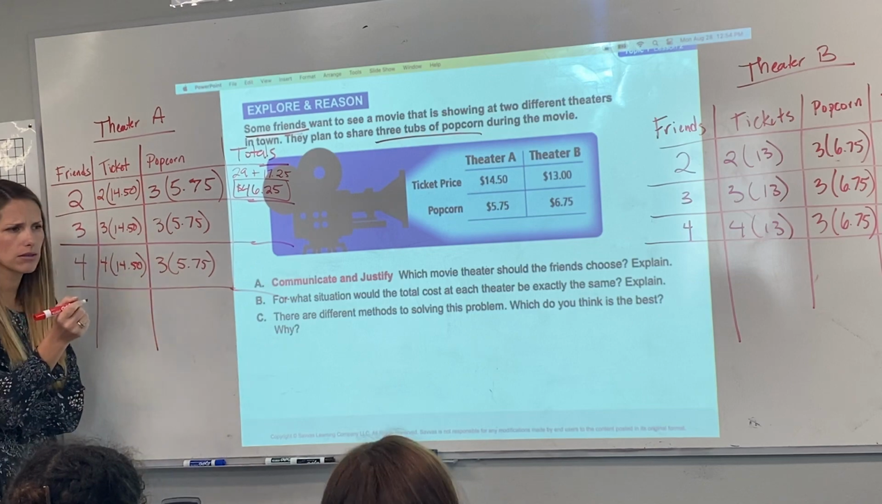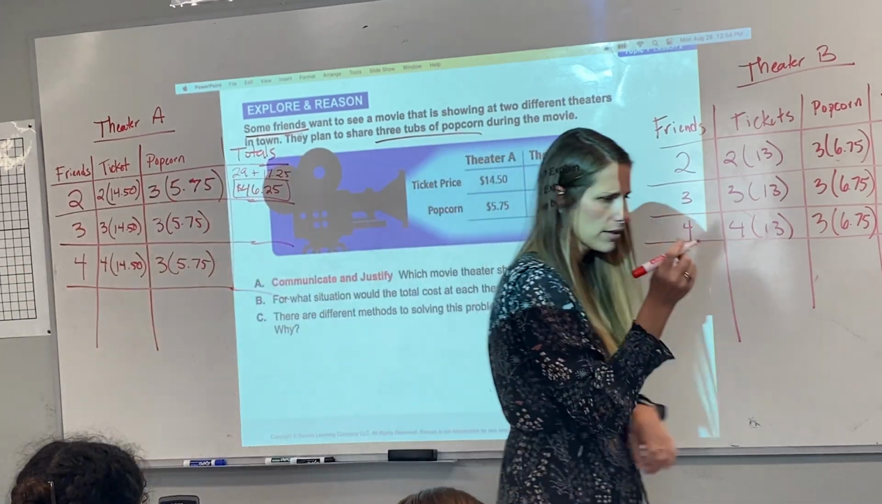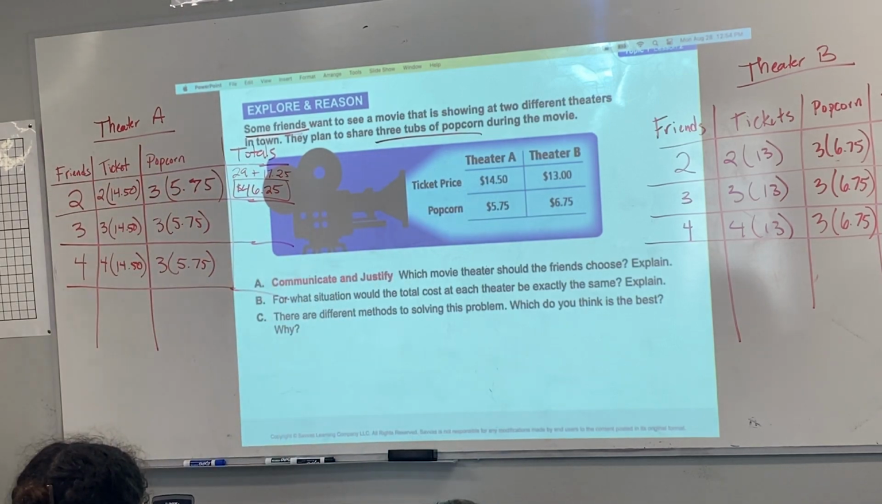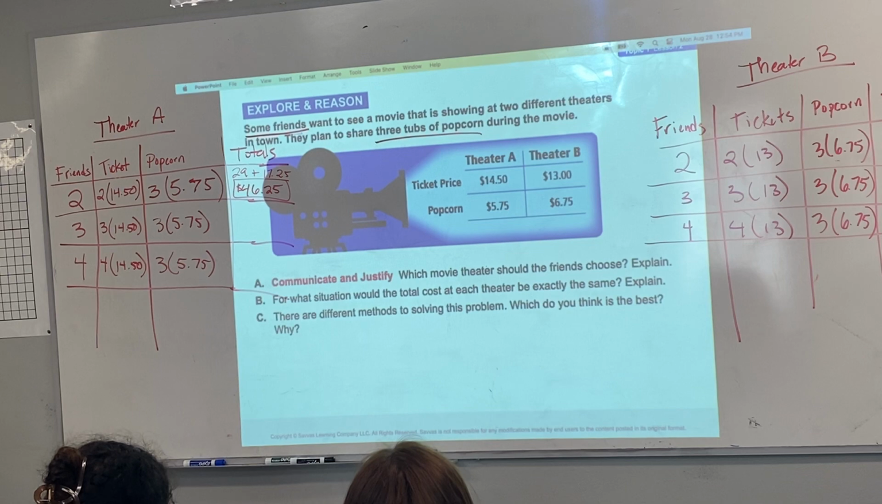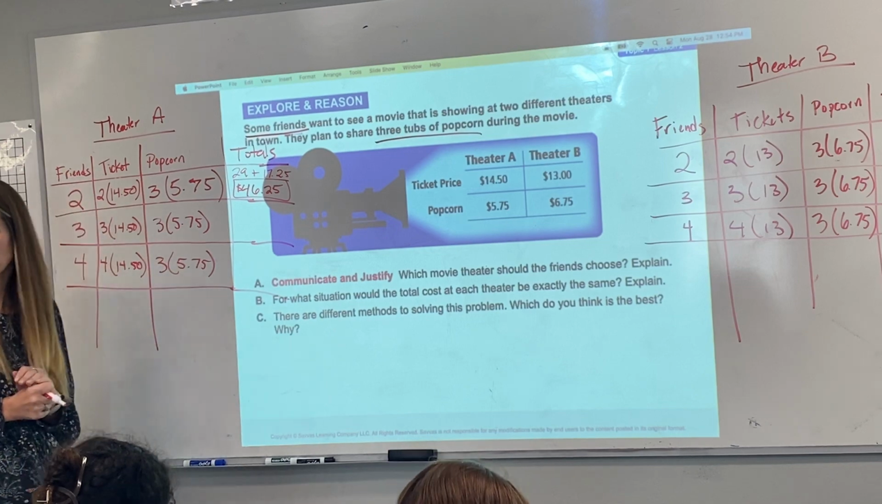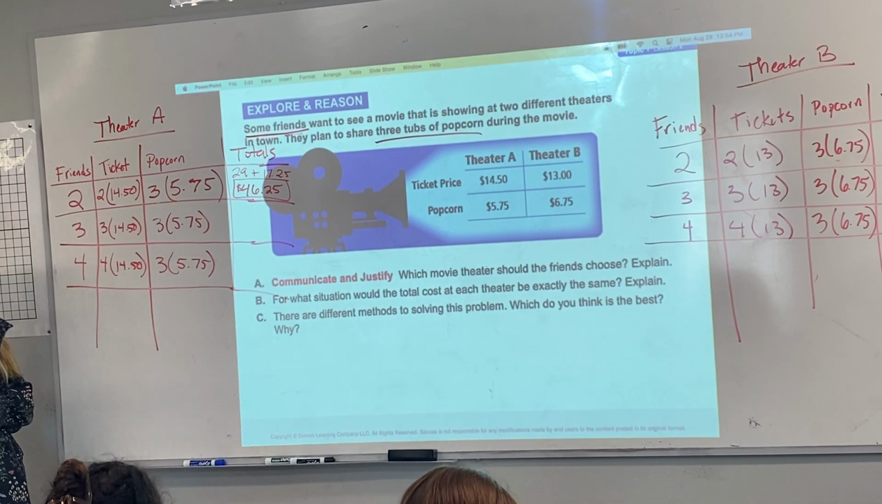If you don't have a calculator, where are all my calculators going? We ran out. How did we run out of calculators? Somebody stole it. Who needs one? Me. Right here. You're gonna have to share your calculators for now, and I'll open up some more in a little bit, okay? All right, let's keep going.